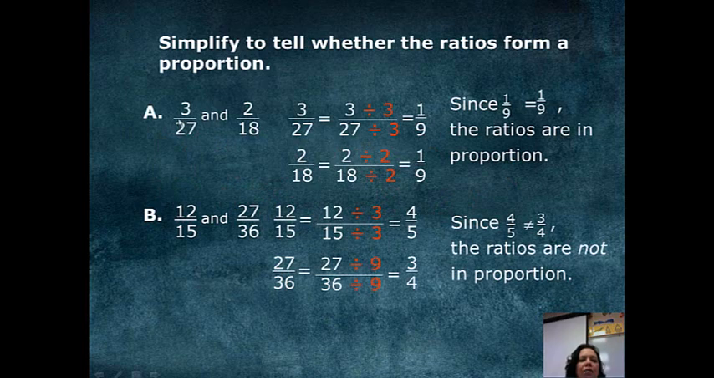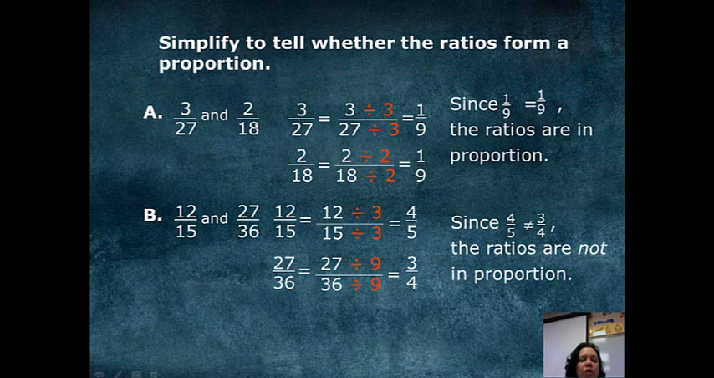So here we have 2 ratios that we need to simplify. We divide 3 to 27 by 3, we get 1 to 9. 2 to 18 divided by 2, we get 1 to 9. Well, since 3 to 27 and 2 to 18 are both reduced to simplest form and they come out to be the same ratio, then these 2 are proportional.